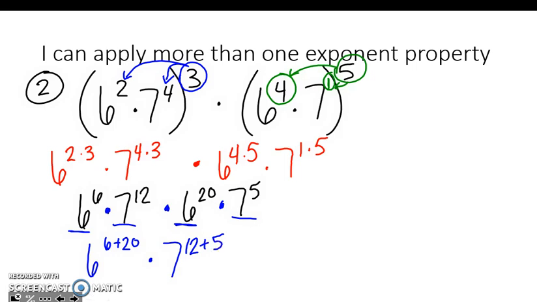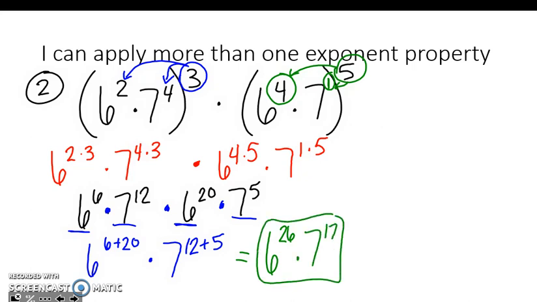Remember, with multiplication, numbers get bigger, and so does adding. It's one way to remember it. So we get 6 to the 26th times 7 to the 17th. There's not a 0 power, there's no negatives, so we are done.